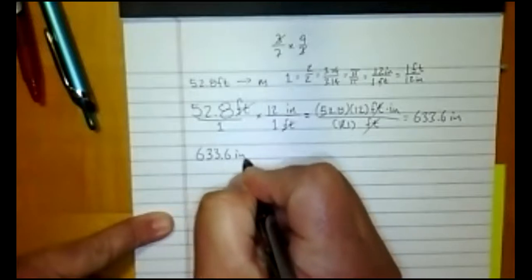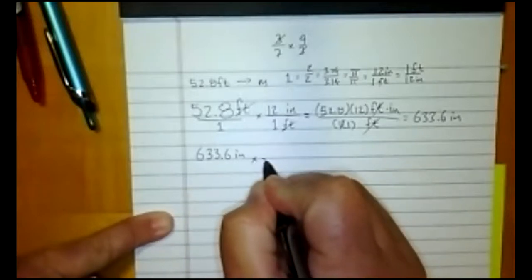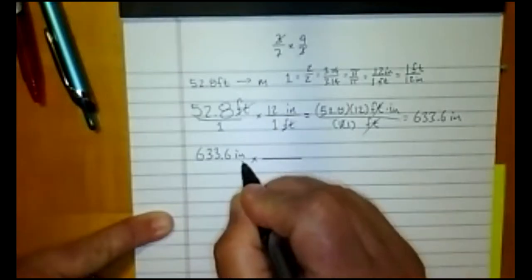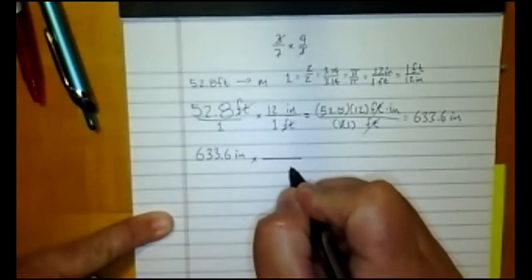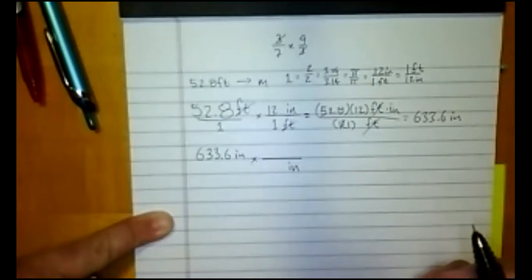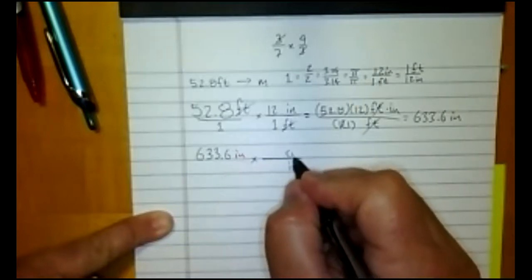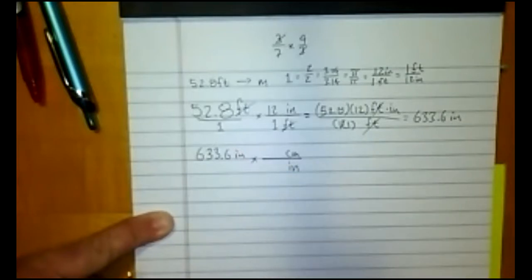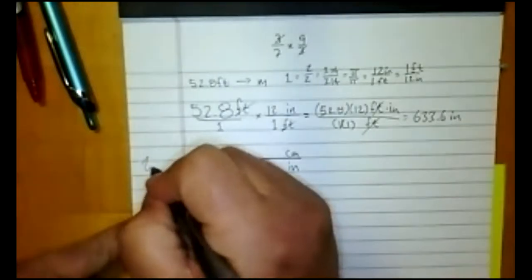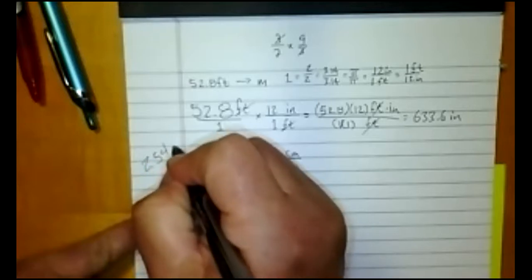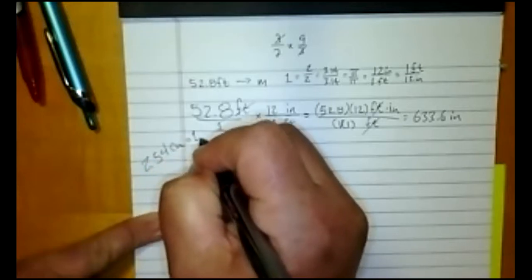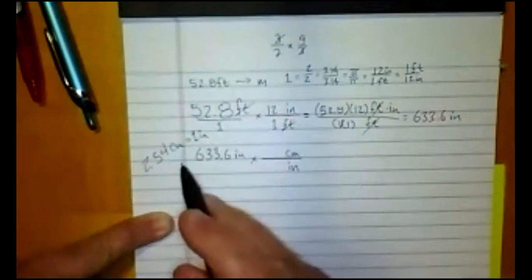633.6 inches. And now I'm going to multiply it by 1 again, only this time I want to get rid of the inches. So the inches that I'm going to bring in my factor of 1 needs to be on the bottom so that they'll cancel out. And I want it to come out in centimeters, so the centimeters is what needs to be on the top. And then I just know that 2.54 centimeters is equal to 1 inch. So that gives me everything I need.